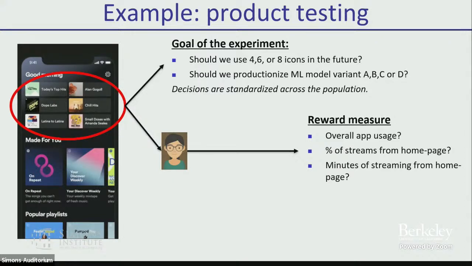So what's the goal? The goal is to test out a few variations about what they productionize. Do we want 4 buttons or 6 or 8? And should we productionize model variant A, which maybe is trained on a certain notion of short-term proxy, model variant B, which uses a different architecture but the same short-term proxy of success, or model variant C, which maybe uses a different proxy? And the reward measures are these more holistic things, like do people use the app more, or do they complete search? Do they have to go to search less often if they have this?